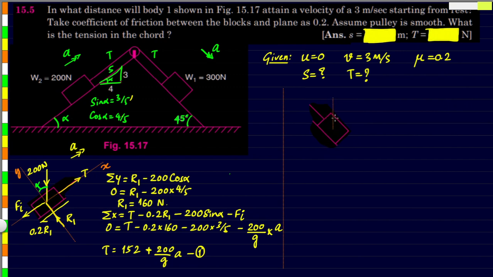So the weight is acting downwards and its weight is 300 newtons. The force which is acting on this end is tension, that will be same as T. There will be a normal reaction acting from the surface, let's call it R2. And now the object itself is moving in downward direction, so the friction acting on this surface will be in upward direction, and that will be 0.2 times R2.